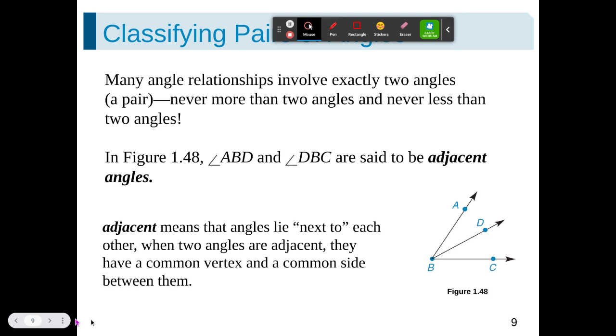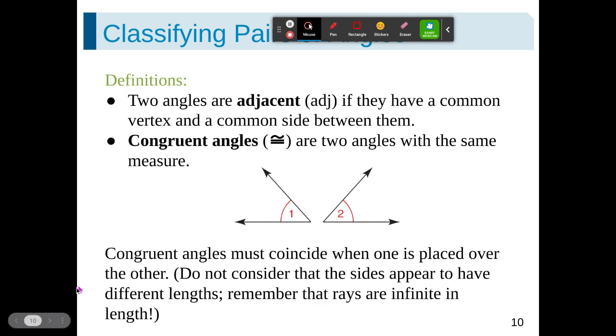So many relationships involve exactly 2 angles, or a pair, never more than 2 angles and never less than 2 angles. For example, angle ABD and DBC are adjacent. Adjacent means that the angles lie next to each other. They share a common side. Two angles are adjacent if they have a common vertex and a common side.